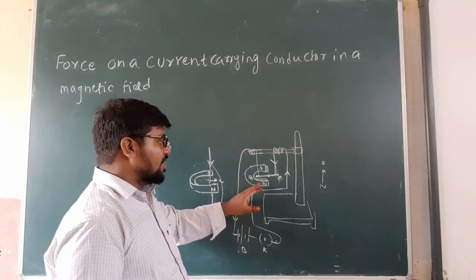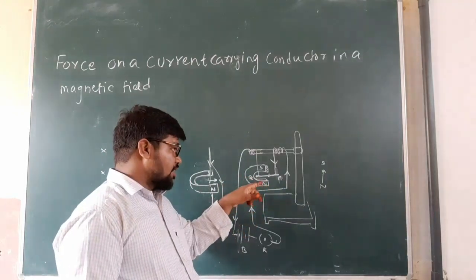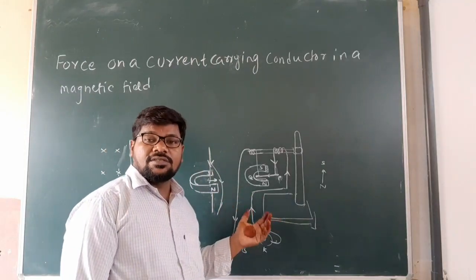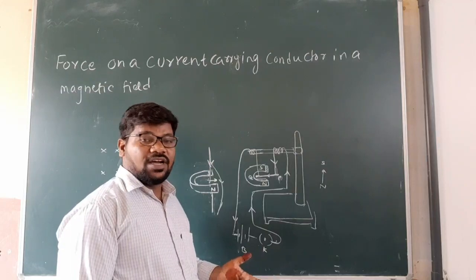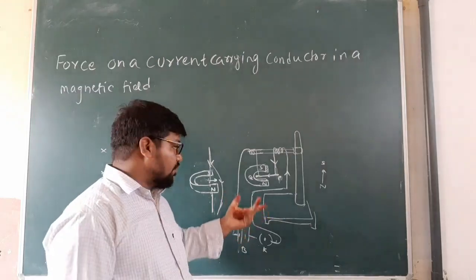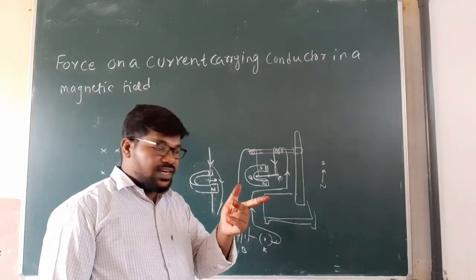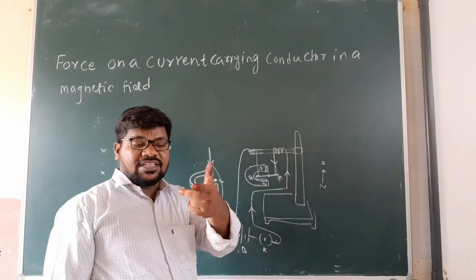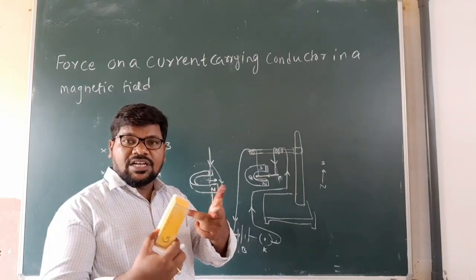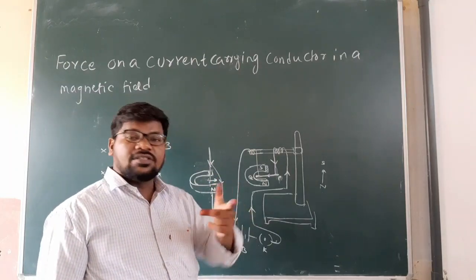See here, the magnetic field is there, the current carrying conductor is there. Here force is generated because both are perpendicular to each other. In which direction the force is generated, we have to find. By using Fleming's left hand rule, we have to find the direction. The middle finger indicates the direction of current, and the forefinger indicates the direction of the magnetic field. Whenever these two physical quantities are perpendicular to each other, force is generated, which is given by the thumb.